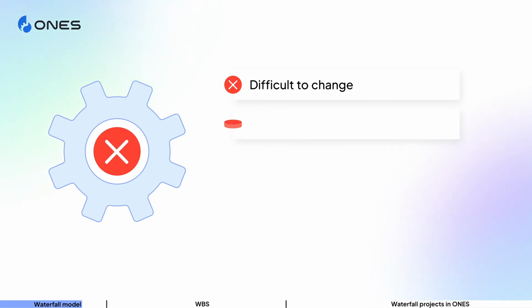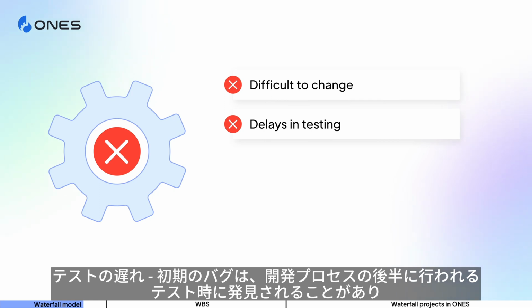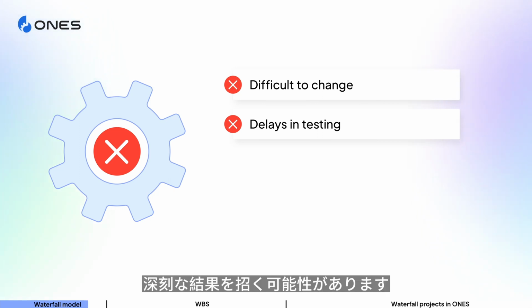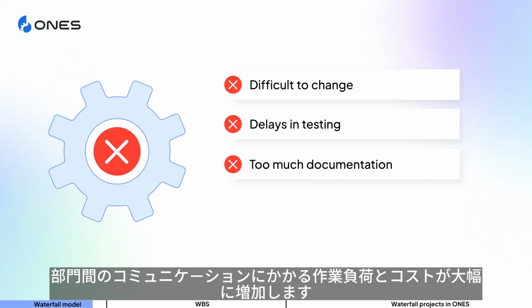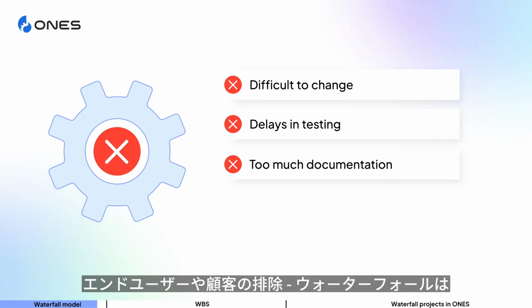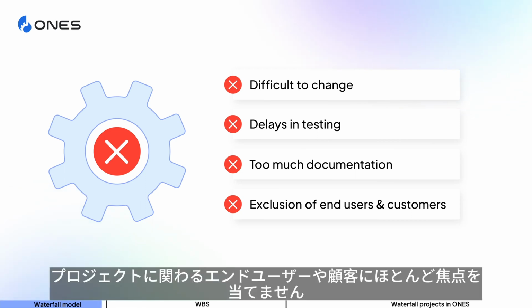Number 2, delays in testing. Early bugs may be discovered later in the development process during testing, which can have serious consequences. Number 3, too much documentation. Too much documentation required between phases significantly increases the workload and cost of communicating across departments. Number 4, exclusion of end users and customers. Waterfall has very little focus on the end user or customer involved in a project.